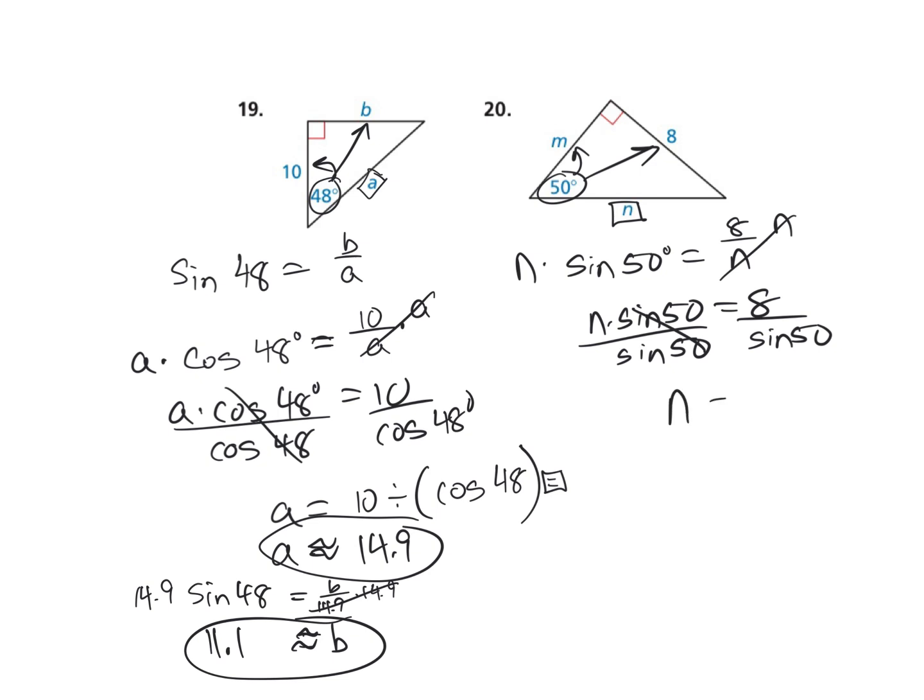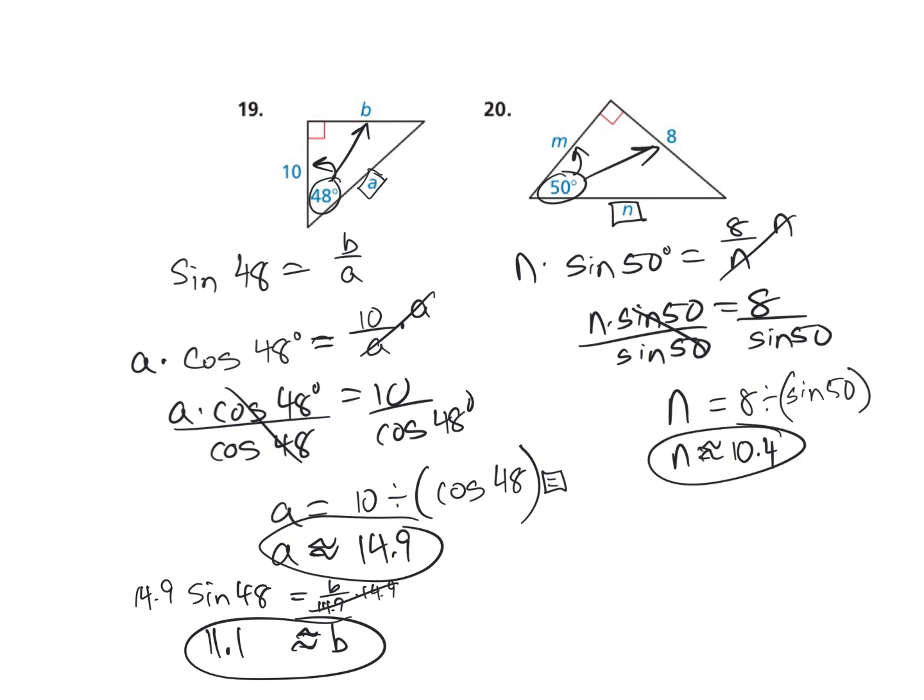Okay, so n is equal to, and again, be careful, 8 divided by, make sure you use grouping symbols, however you figure that out. So I'm going to do the sine of 50, 8 divided by, parentheses, the sine of 50, parentheses closed, and then I'll hit the equal sign. So n is 10.4, which that is probably correct.